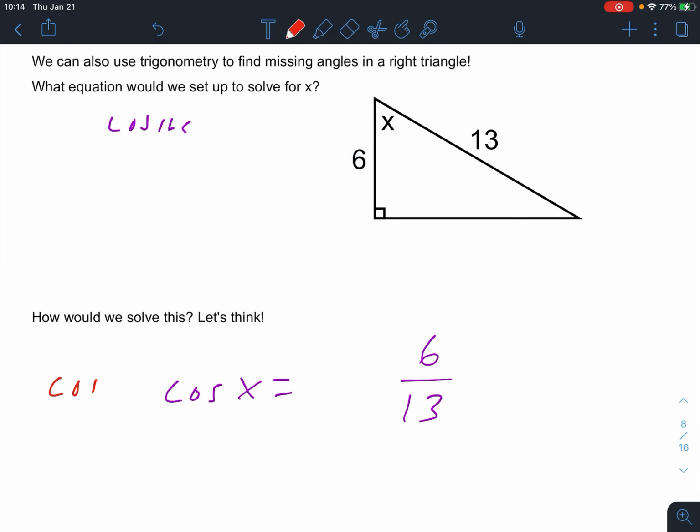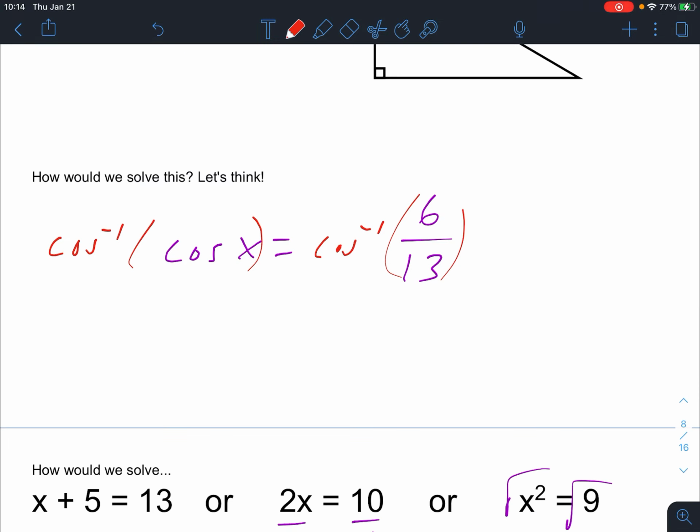We're going to write cosine inverse over here and cosine inverse over here. So on the left side, we have cosine inverse of cosine, and those cancel each other out, and we're left with just x. And on the right side, we have cosine inverse of 6 over 13. And that is our answer, and that's what we could type into our calculator.